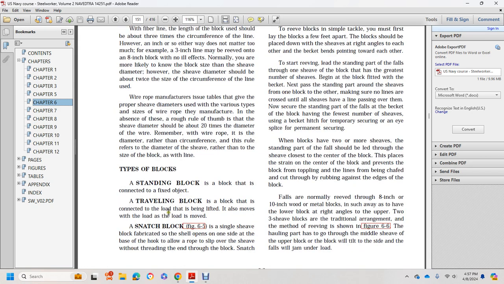Standing block: a block that is connected to a fixed object. Traveling block: a block that is connected to the load being lifted, and moves as the load is moved. Snatch block: a single sheave with a fabricated shell that opens at the side of the base of the hook and allows the rope to slip over the sheave without threading the end of the line through the block.